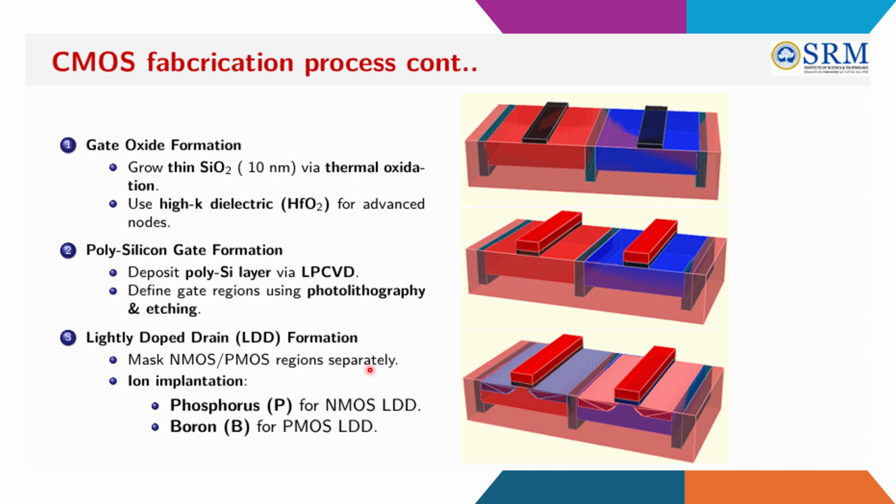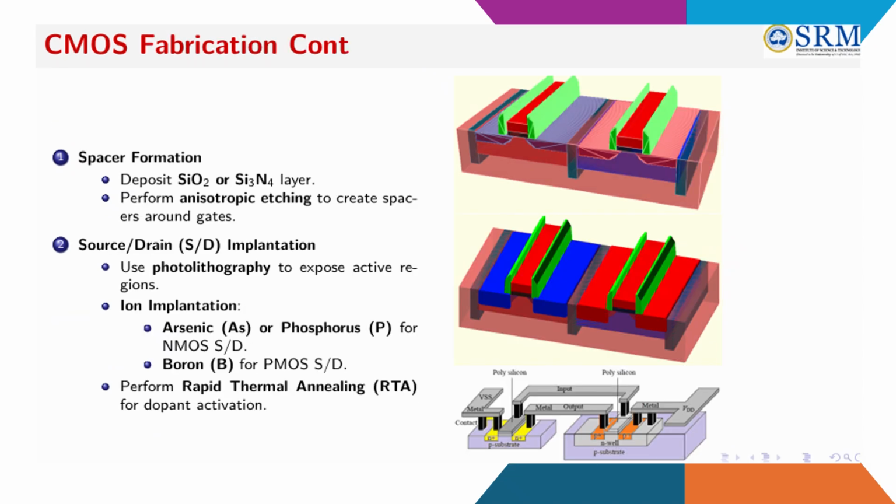Okay. So at the end of this, like lightly doped drain, you also have to develop the drain and source. So how can we develop them? Using ion implantation, we can develop the drain and source. Also, we can use the diffusion technique. Then spacer formation. So deposit SiO2 and Si3N4. That is the spacer formation, the green color one. Here you can see, perform anisotropic etching to space around gates.